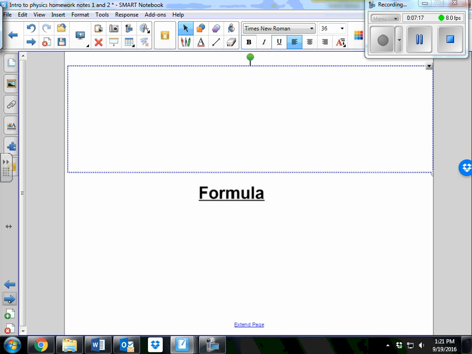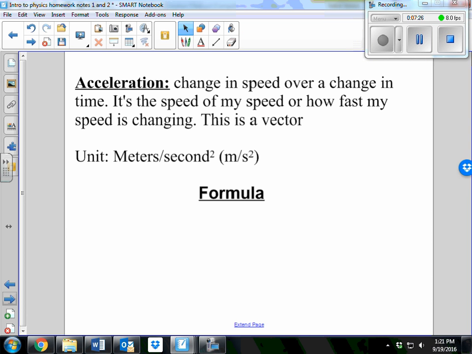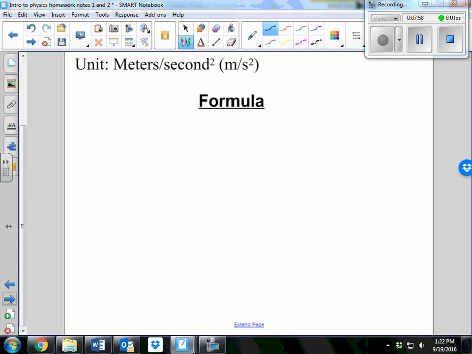So the last thing and the last part of these notes is actually called acceleration. Acceleration is my change in speed over a change in time. Another way to put it, it's the speed of my speed, or how fast my speed is changing. So think about speed, right? Speed is how fast my distance is changing over time. Well, acceleration is how quickly my speed is changing. So this is also a vector because it includes direction, and the units are meters per second squared. So remember, acceleration is the speed of my speed. It's my change in velocity.